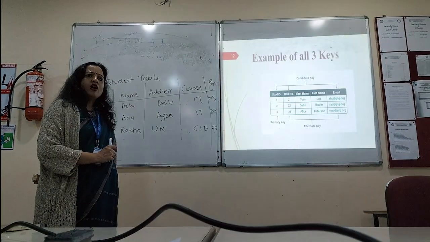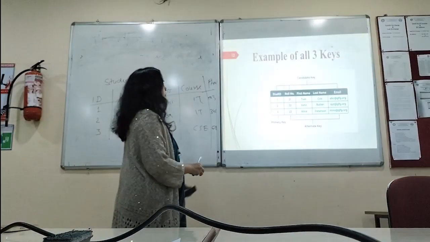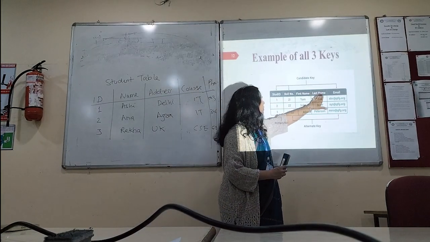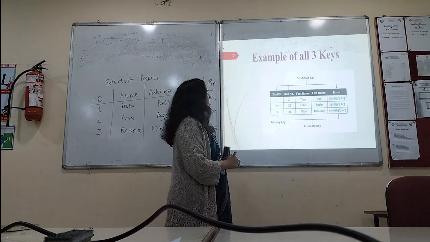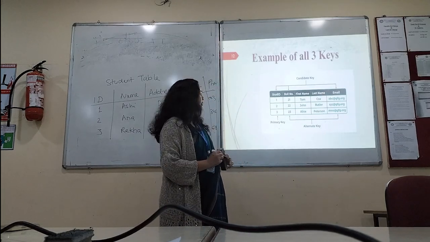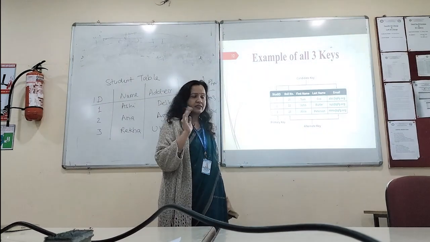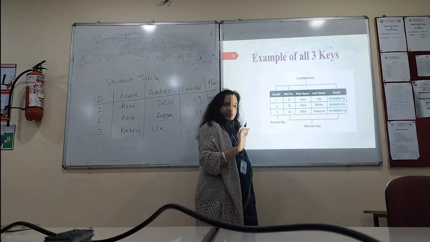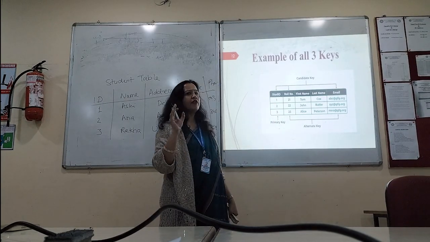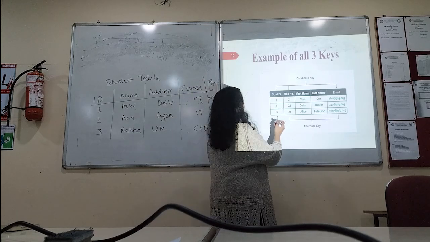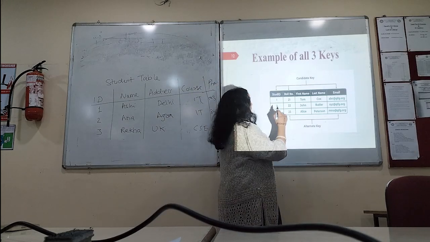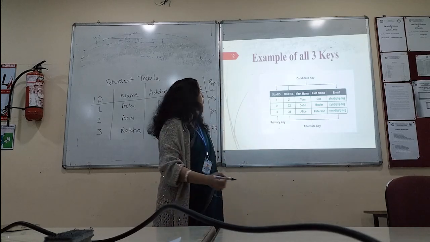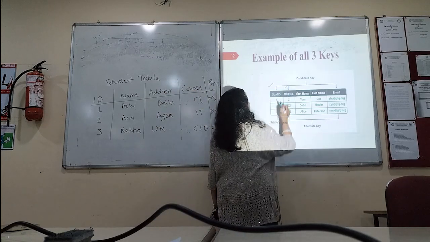Now, an example of all three keys together. See, this is the example: student ID, roll number, first name, last name, email. Right? Now, which can be the candidate keys? First you will see what the candidate keys are here. You can have a unique student ID. Yes, we can have a different student ID for each person, so it can be a candidate key. Next, roll number is also unique for each student, so this can also be a candidate key, right?